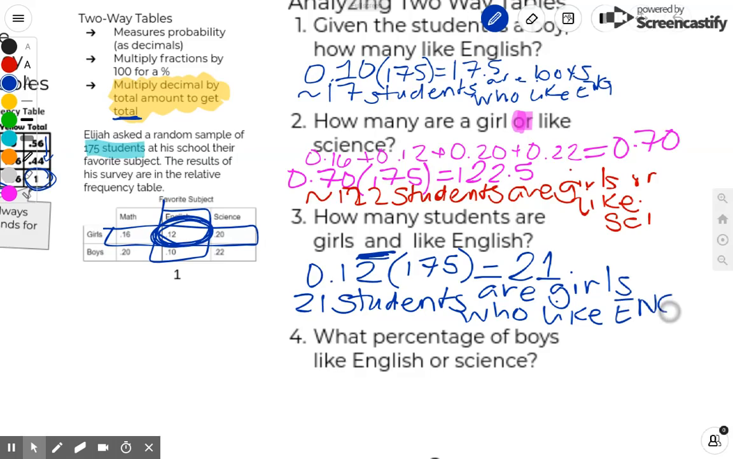When I'm writing this answer, I could also say 21 students are girls and like English, but because this is about girls, boys, and subjects that they like, I can also use the word who.